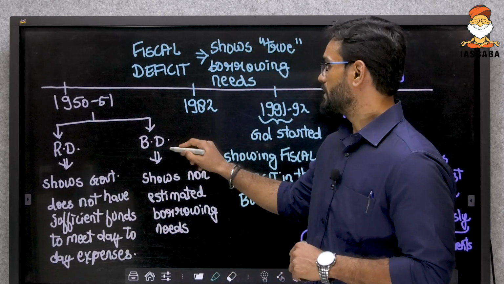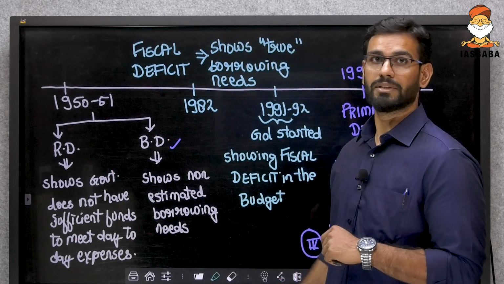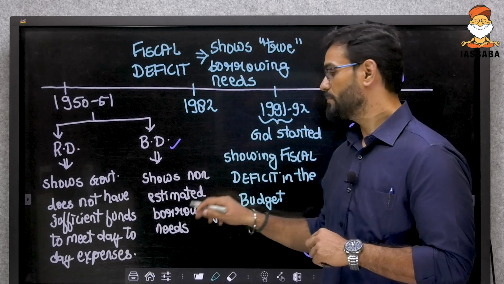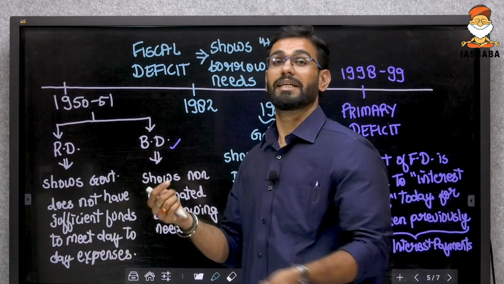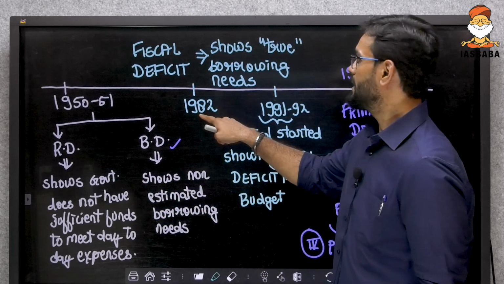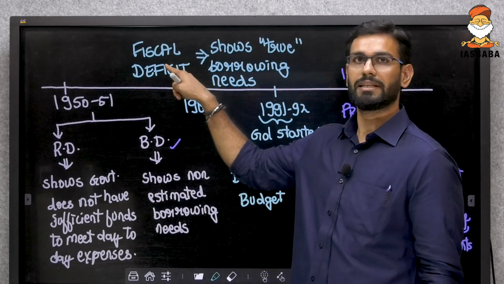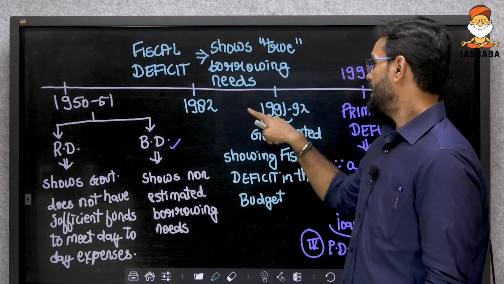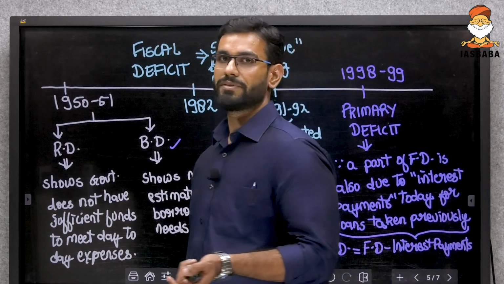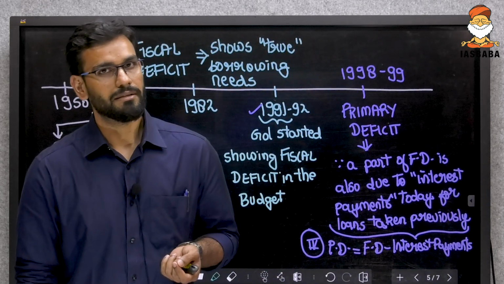And what does the budget deficit show? Budget deficit shows non-estimated borrowing needs, which could not be projected. That is why we needed, in 1982, the fiscal deficit, and fiscal deficit shows true borrowing needs. And in 1991-92, fiscal deficit started to be shown in the government documents.